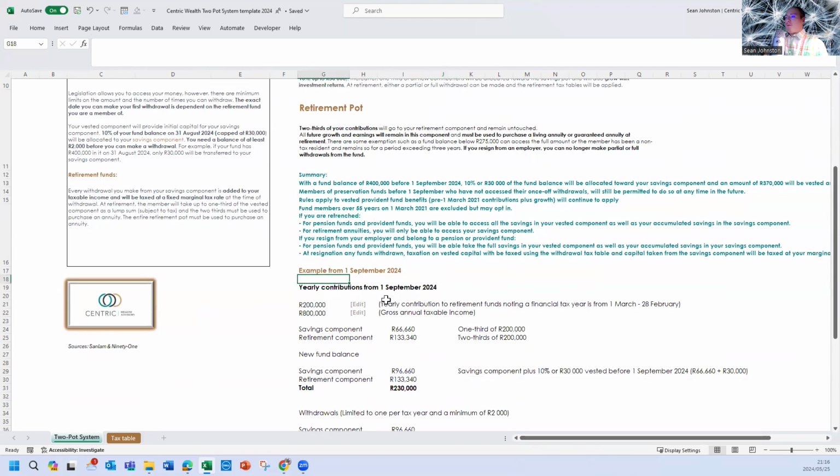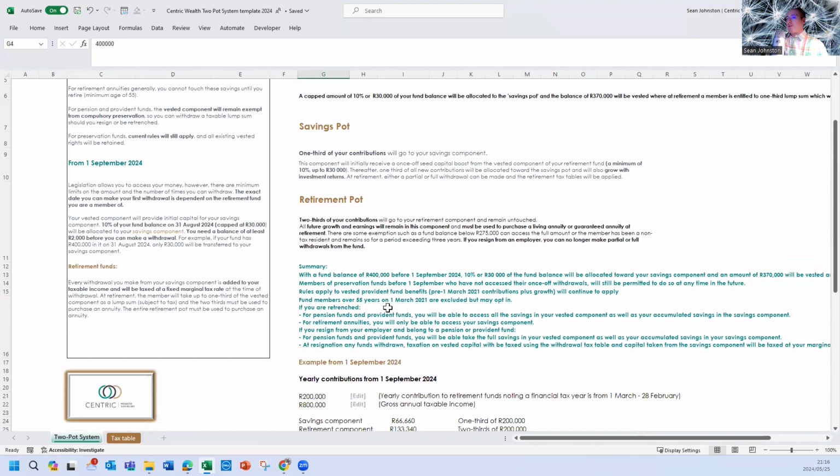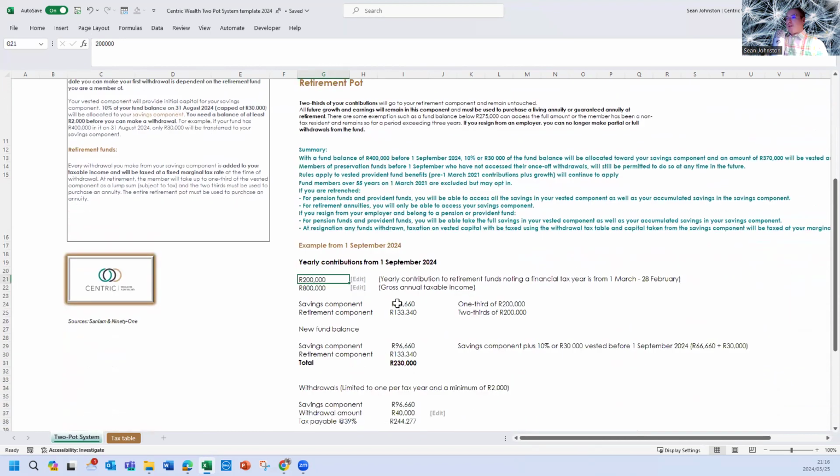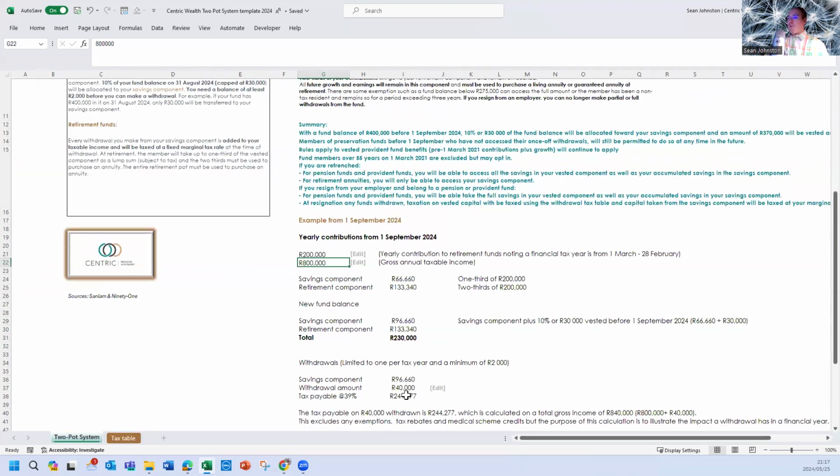So let's do an example from the 1st of September. We've already shown what the amount is from your fund balance. So let's say you made 200,000 Rand contributions towards your retirement funds, and 800,000 Rand is your gross taxable income. That's important because 800,000 Rand is generally taxed over here, and if you make a withdrawal, it's going to add to your gross income.